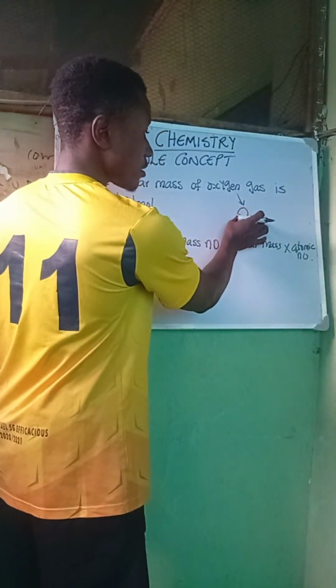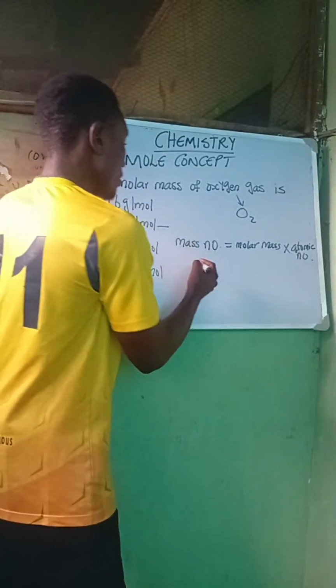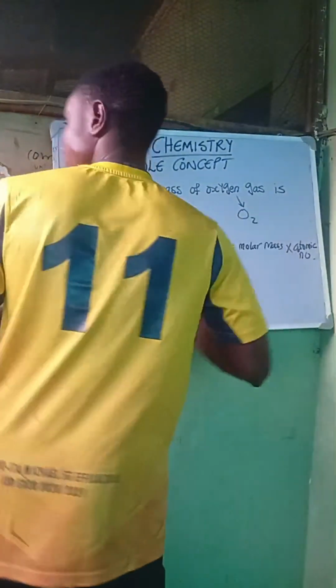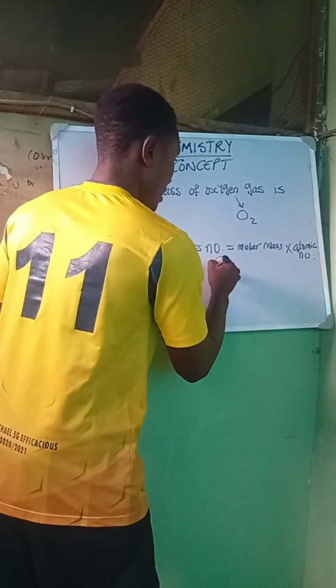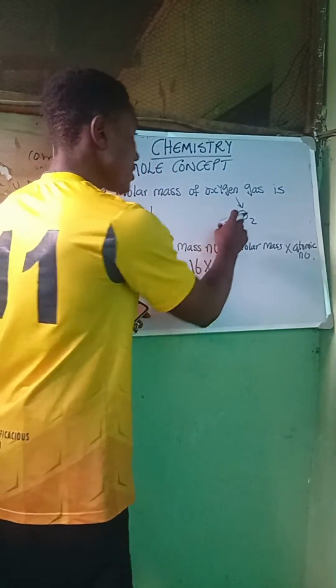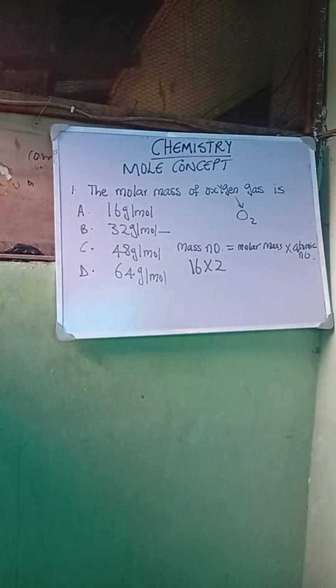Since oxygen here is oxygen gas, what you simply do is say 16. Sorry, let me change this marker. I'm not prepared for this class. 16 times 2. 16 times 2 is 32. So that is the molar mass of oxygen gas.